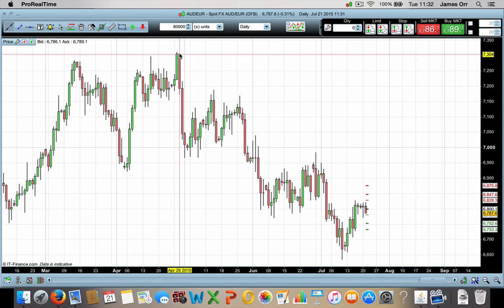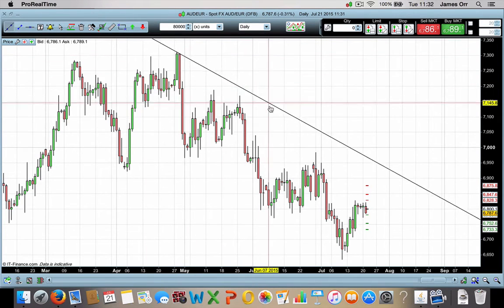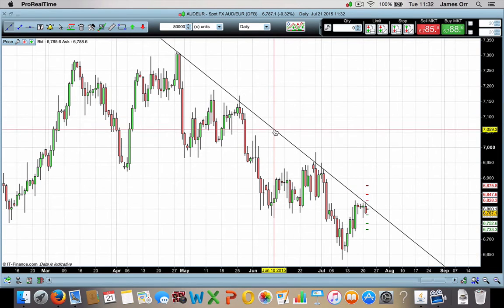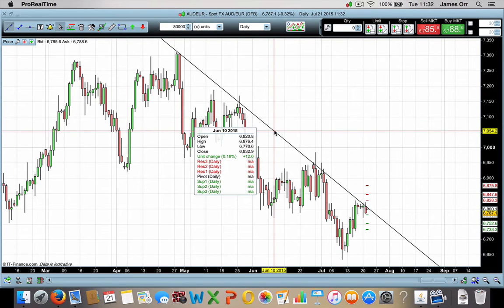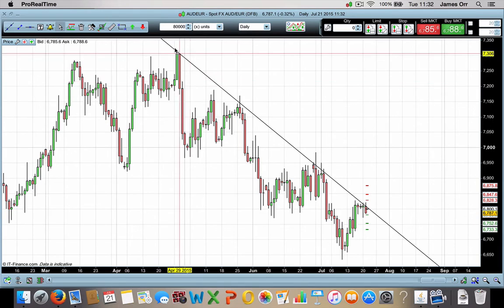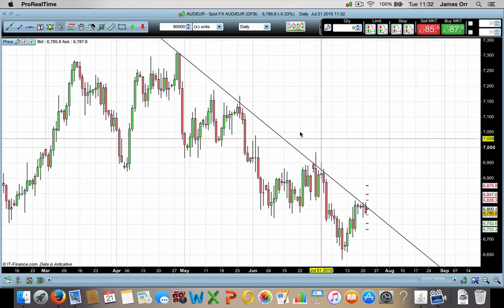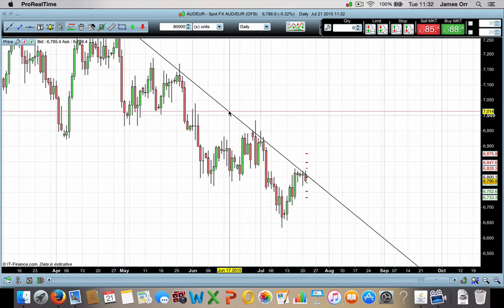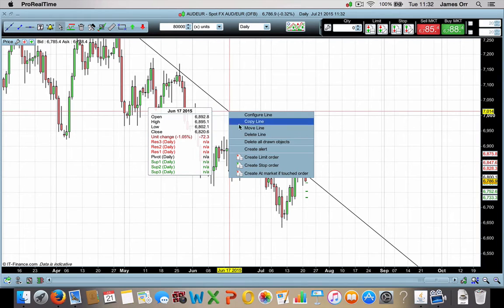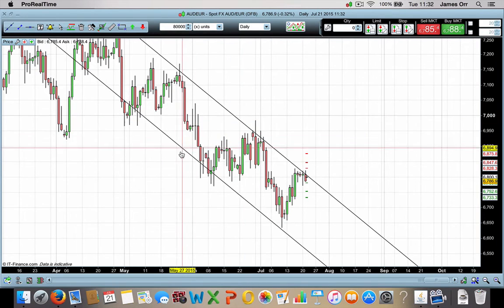And what I can see on this market is it looks like it's been downtrending. Let's see if we can get a trend line on this. There you go. So that instantly tells me that the market is in a relatively strong downtrend. I'm not sure if it's in a channel. We'll have a look.